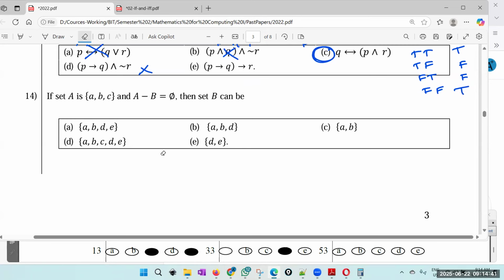Right. This should be an easy question. Usually set questions don't take much time. Set A equals {a, b, c} and A minus B is empty. Then set B is A minus B.